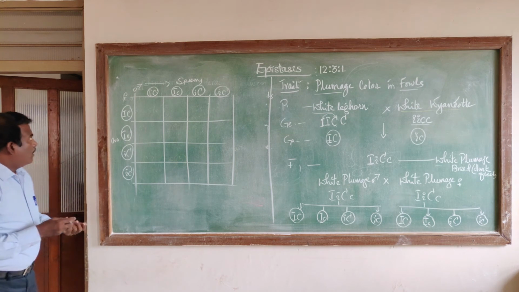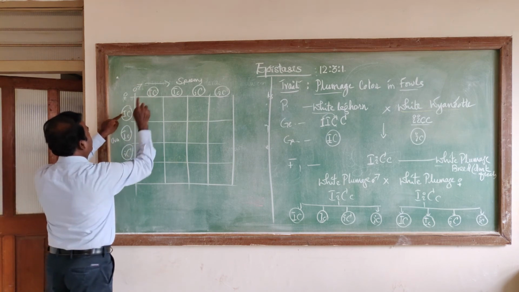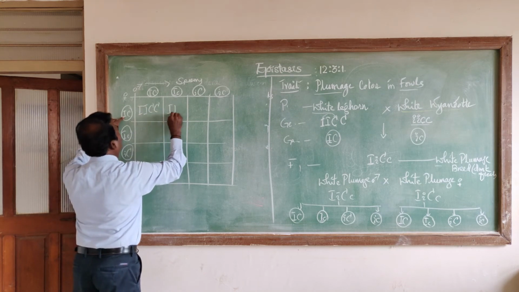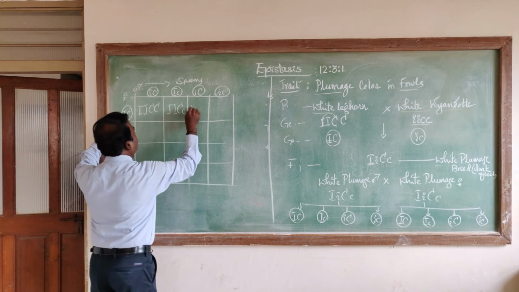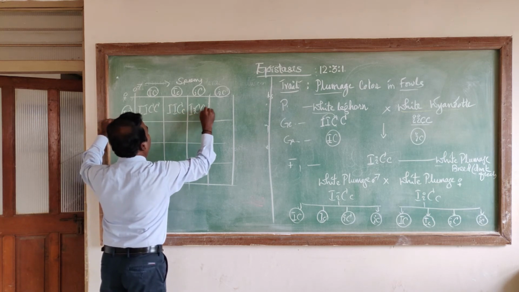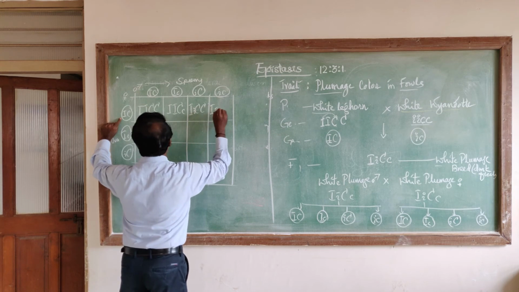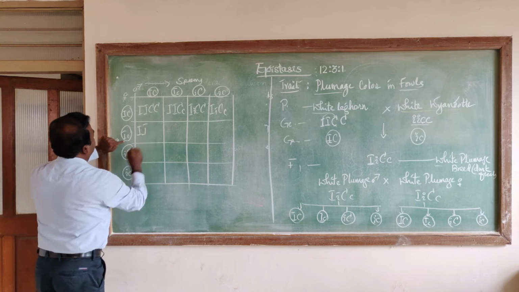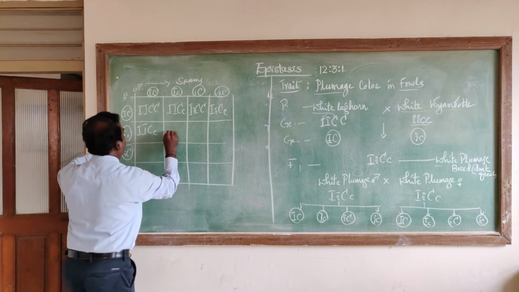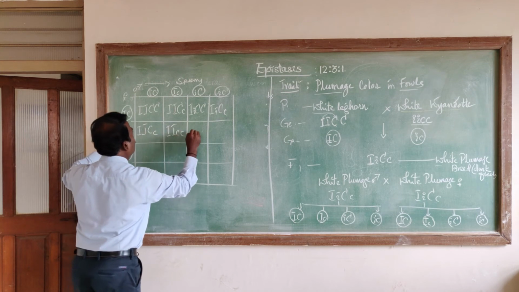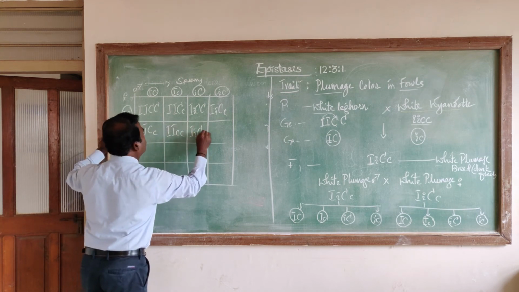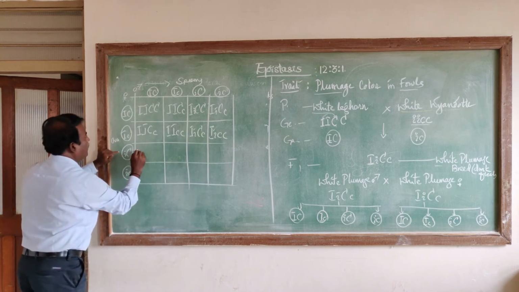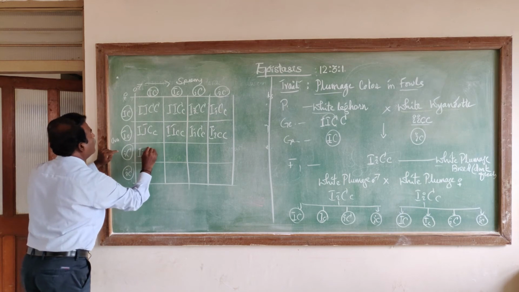So this one, this with this: capital I, capital C, capital C. This: capital I, capital C, small c. This with capital I, small i, capital C, and this with capital I, small i, capital C, small c. Then this with capital I, capital C, small c, and this one capital I, small c, capital I, small i, capital C, small c, and here capital I, small c.